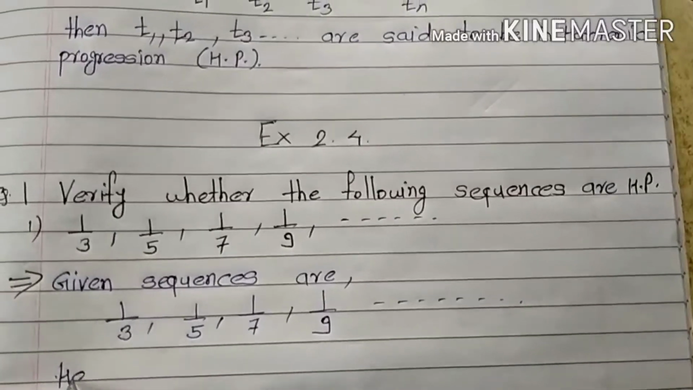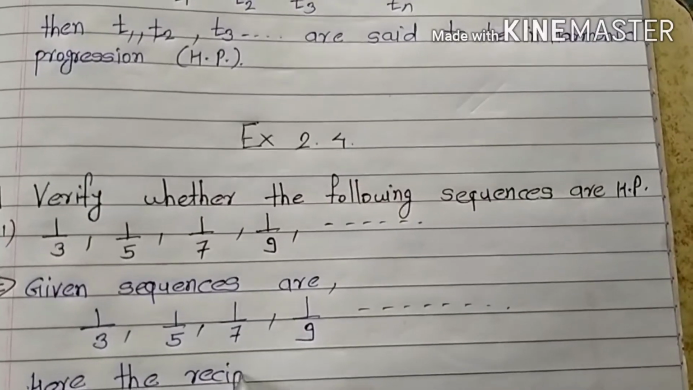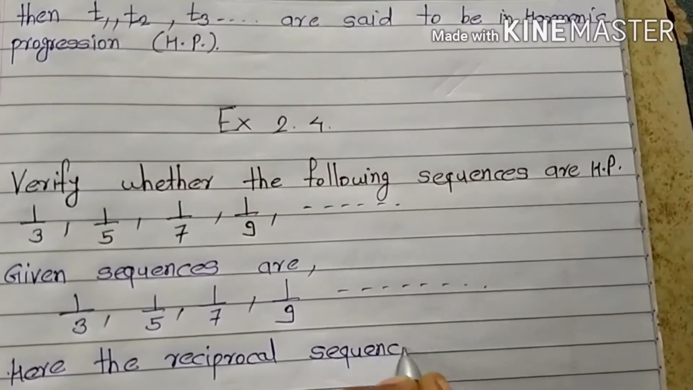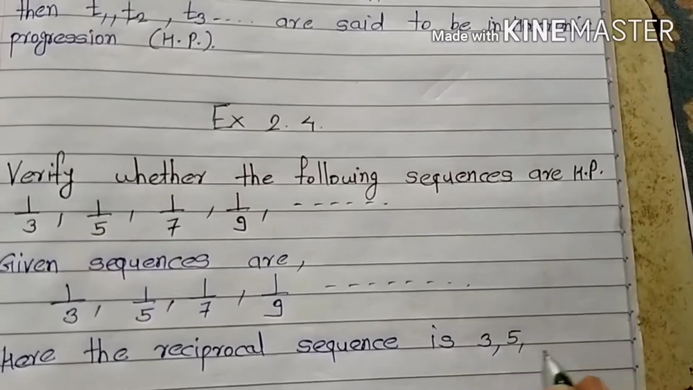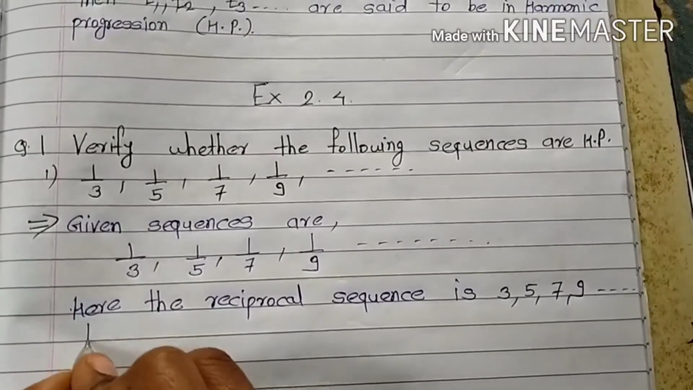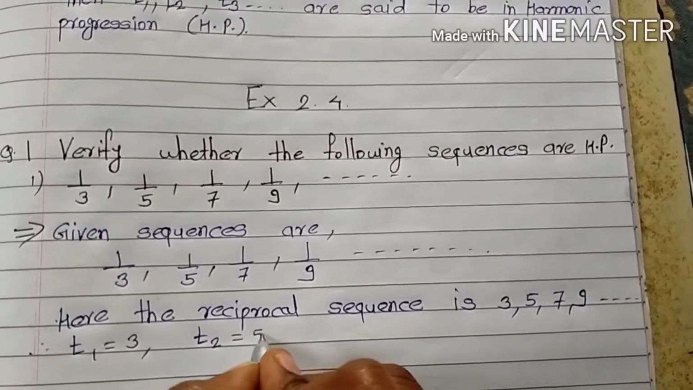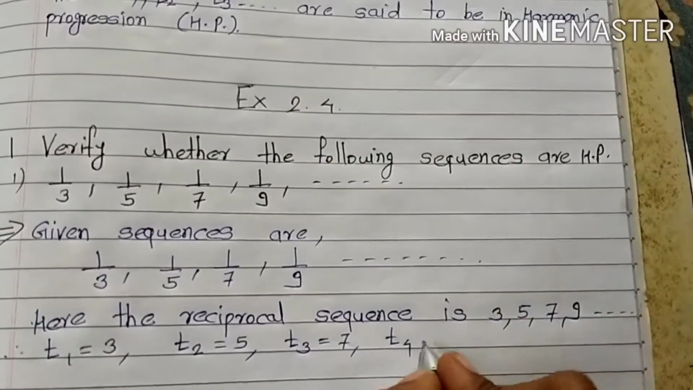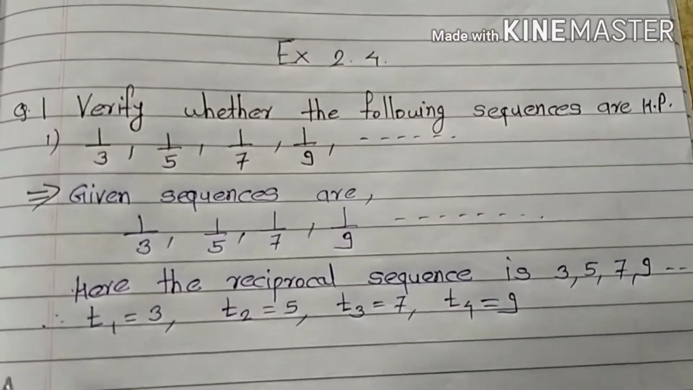So the reciprocal of this sequence is 3, 5, 7, 9 and so on. Now here T1 is equal to 3, T2 is equal to 5, T3 is equal to 7, T4 is equal to 9. So check whether the difference is constant or not.